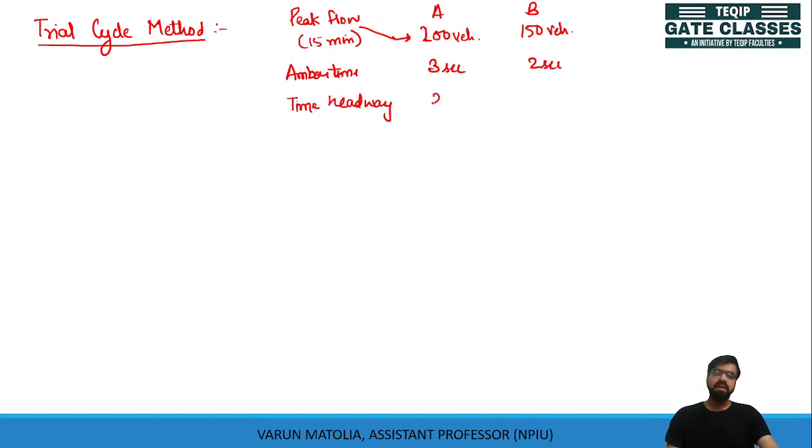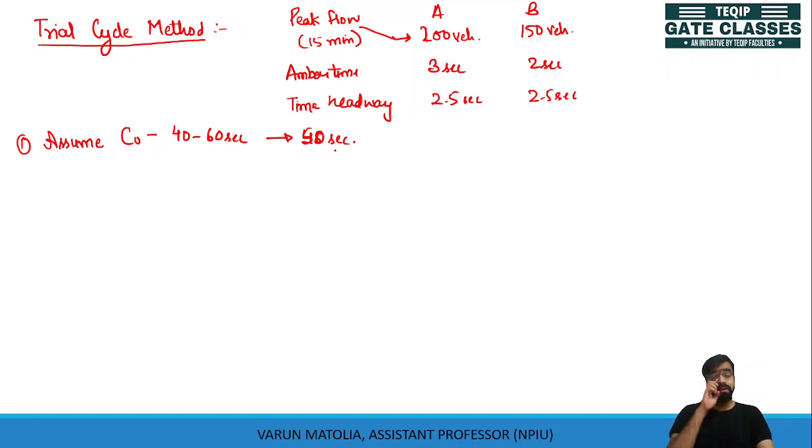For both the lanes, time headway is 2.5 seconds. So these values are provided to you, and using these values we can calculate the time of cycle, if it is enough or not. But initially we should assume, for step 1, cycle length C naught between 40 to 60 seconds. So let us say it is 45, or let us say 50 seconds. Assume it as 50 seconds.